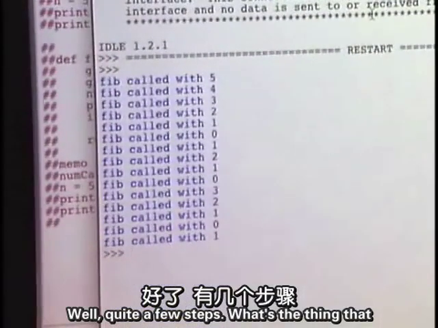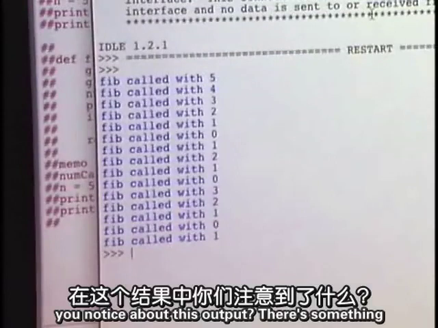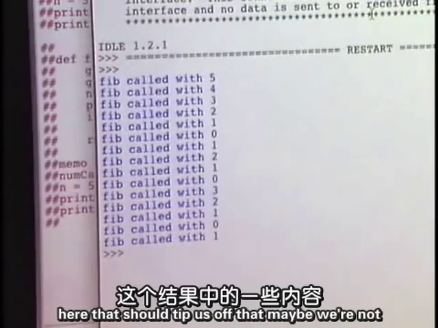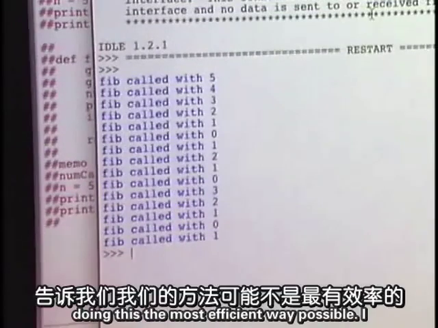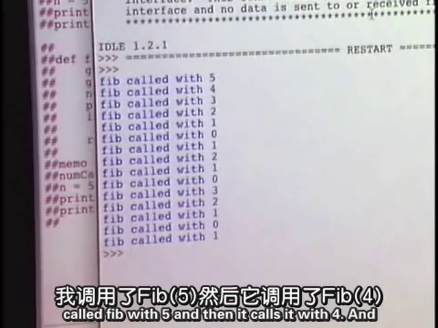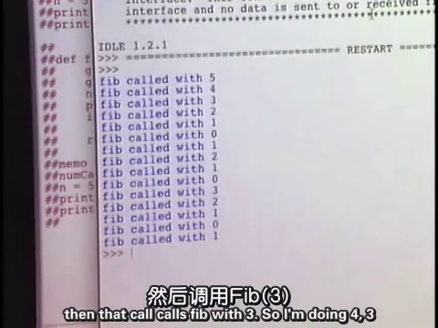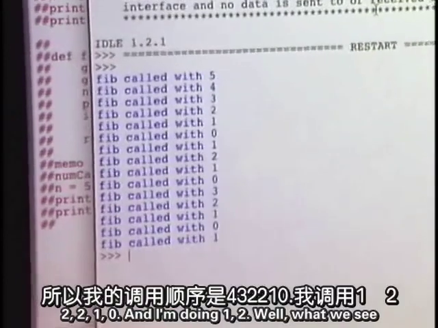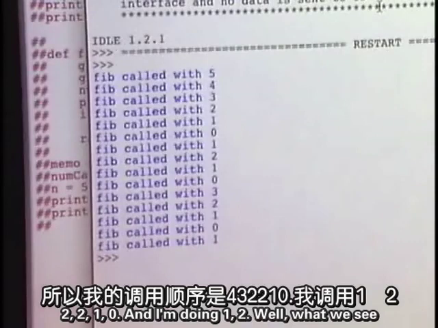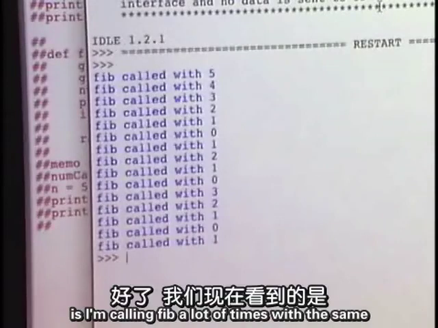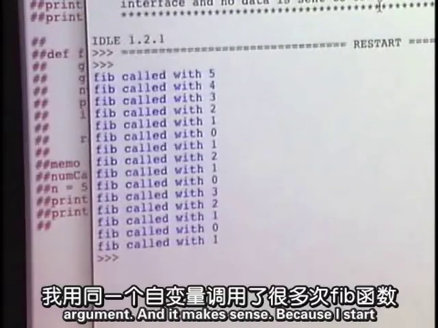What's the thing that you notice about this output? There's something here that should tip us off that maybe we're not doing this the most efficient way possible. I call fib with 5, and then it calls fib with 4, and then that call calls fib with 3. So I'm doing 5, 4, 3, 2, 1, 0. Then I'm doing 1, 2, well, what we see is I'm calling fib a lot of times with the same argument.